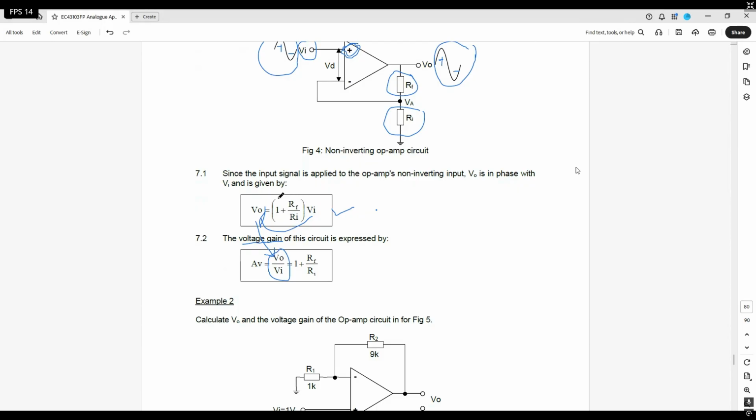Then on the right-hand side, I'm only left with 1 plus RF over RI. That's why they show this one. It's actually the same thing. It's just a movement of the term. Okay, I hope you can see it.